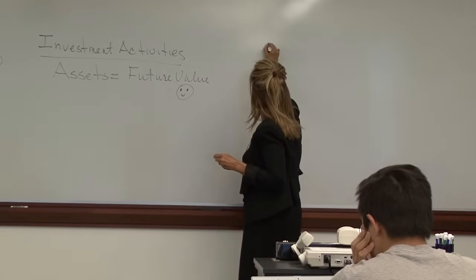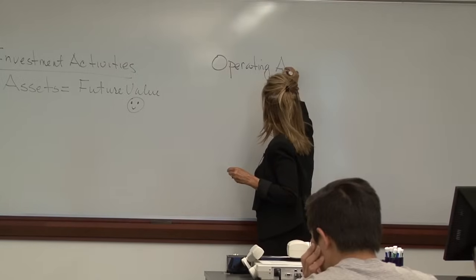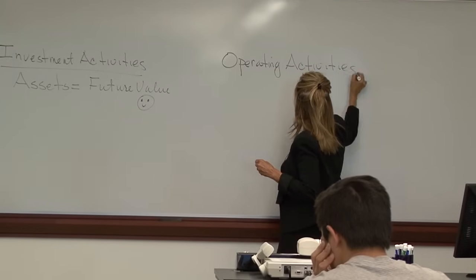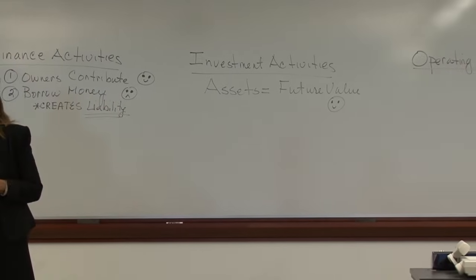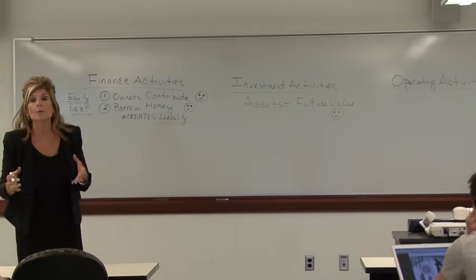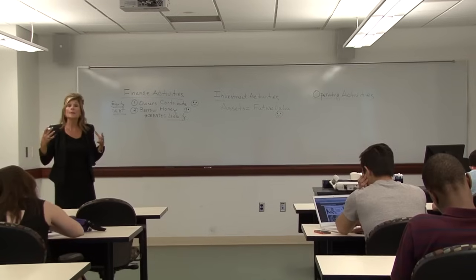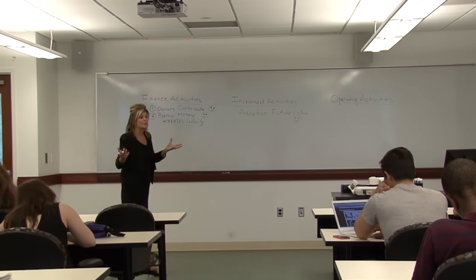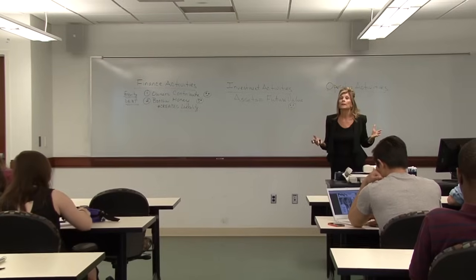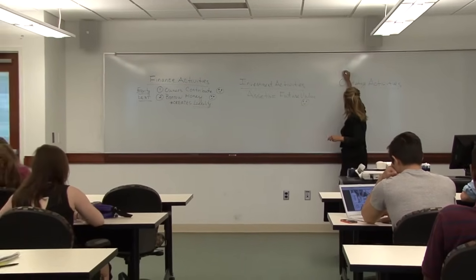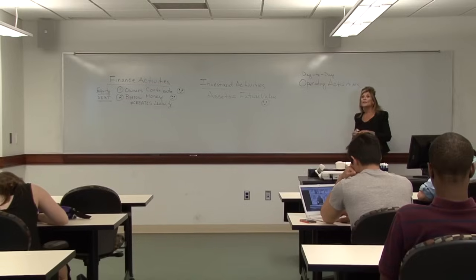The third, and probably the most important decision made by our management team, is the operating activities. And that's essentially why we do what we do. IBM, Facebook, Twitter, they're not in the business of borrowing money, selling stock, or acquiring assets. They're in the business of providing internet services, or computers, or if you're Starbucks, you're selling coffee. So what we call operating activities is essentially the day-to-day business. That's your purpose.